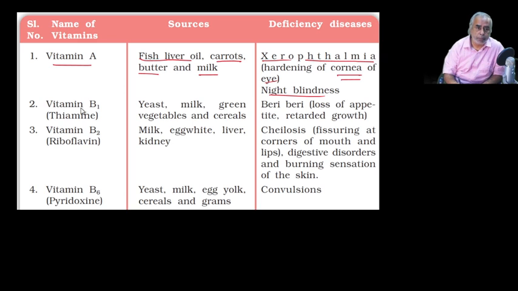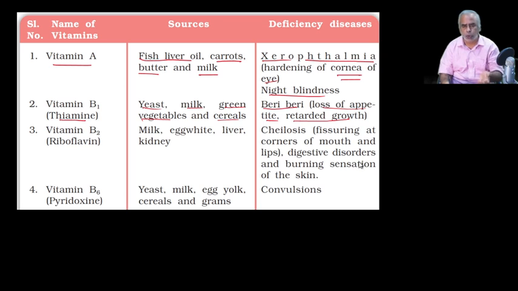Vitamin B1, that is called thiamine. It is present in yeast, milk, green vegetables, cereals. And what is the disease? Beriberi, that is the loss of appetite, and there won't be enough growth. It's called retarded growth.